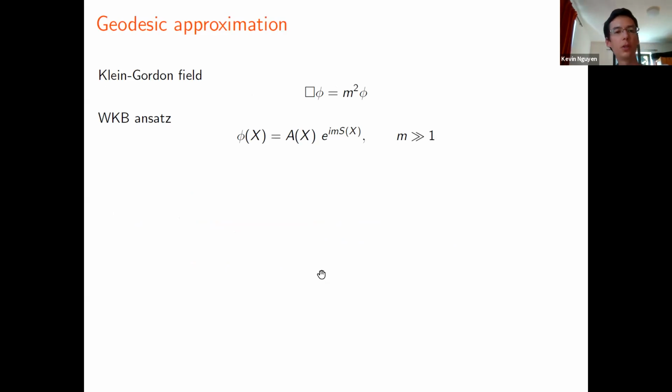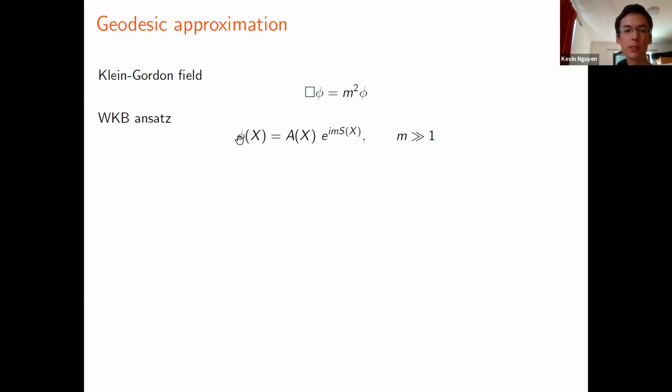Okay, so let's start with the geodesic approximation. So we have in mind some primary operators V and W in the dual CFT, which are dual to massive fields in AdS. So these massive fields, they satisfy the Klein-Gordon equation. And the geodesic approximation is basically a WKB approximation in the large mass limit.